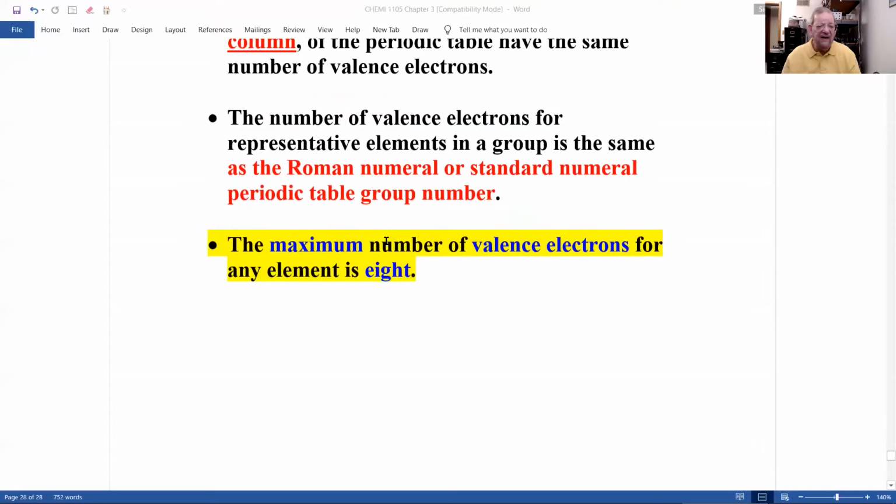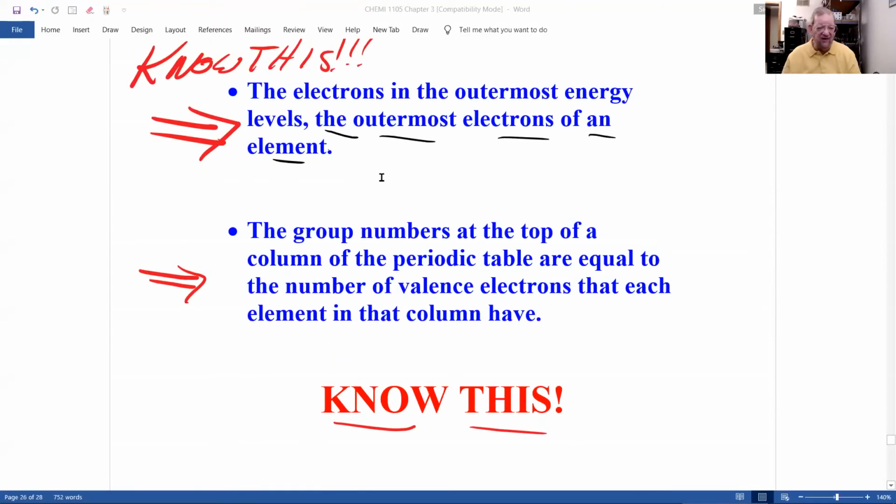Remember, you should know, 1, what are the valence electrons? And the answer to that is the valence electrons are the outermost electrons of an element. How do you determine how many valence electrons an element has? You look at the group numbers. That's the numbers I was showing you. The numbers at the top of the column of the periodic table tell you how many valence electrons each element in that family or column have. And we just did that.